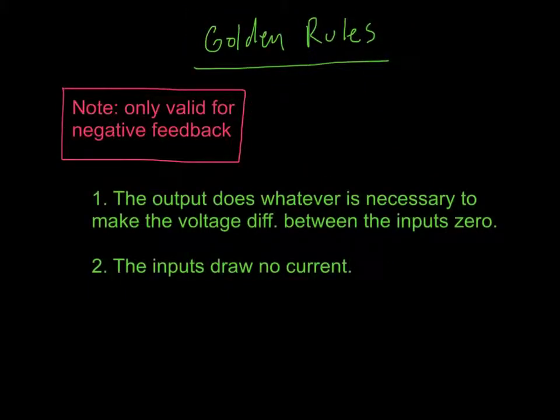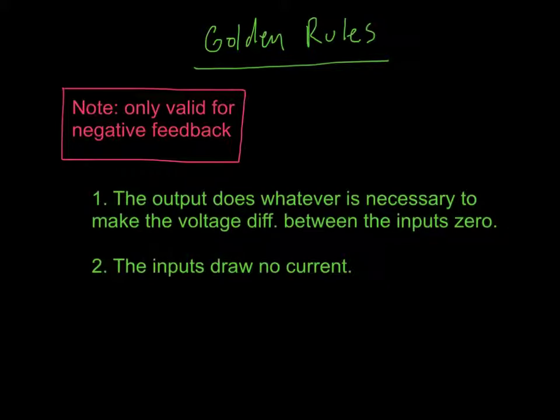Now for the golden rules. These are in your book. They're also in the lab manual as well. You could probably find them on most online sources, reputable ones. And this is only for negative feedback, but there's just 2 of them, and they can take you very, very far. Rule 1: the output of the op amp does whatever is necessary to make the voltage difference between the inputs 0.